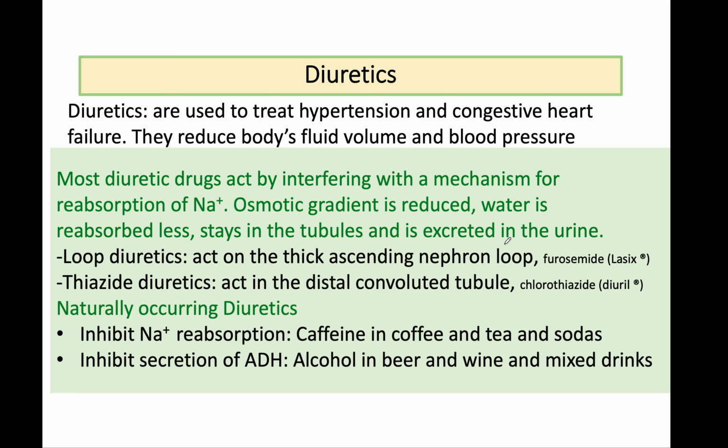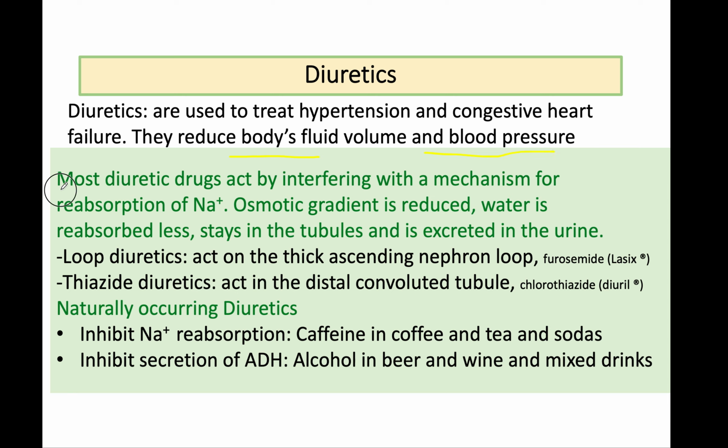So, since we're talking about diluted and concentrated urine, let's talk about diuretics. Of course, diuretics are used to control hypertension and to control congestive heart failure because they reduce the body's volume and the body's blood pressure. By reducing the body's volume, the body's blood pressure decreases.